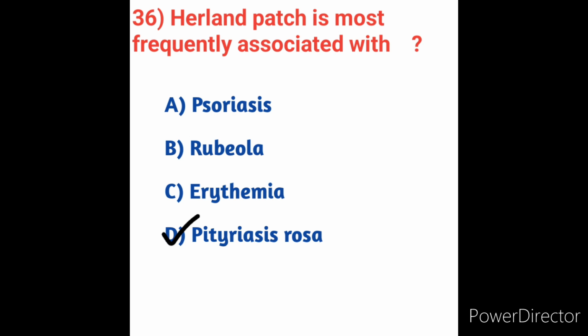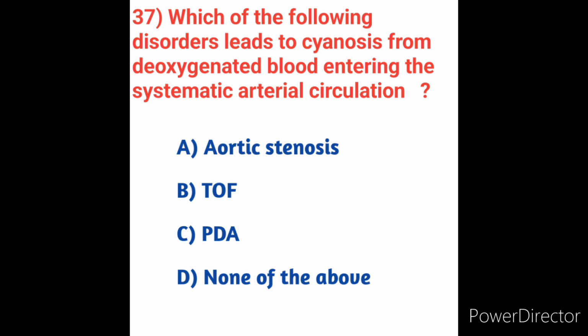Next we will move on to question number 37. Which of the following disorders leads to cyanosis from deoxygenated blood entering the systemic arterial circulation? We will see the options. Option A, aortic stenosis. Option B, TOF, tetralogy of Fallot. Option C, PDA, patent ductus arteriosus. Option D, none of the above.